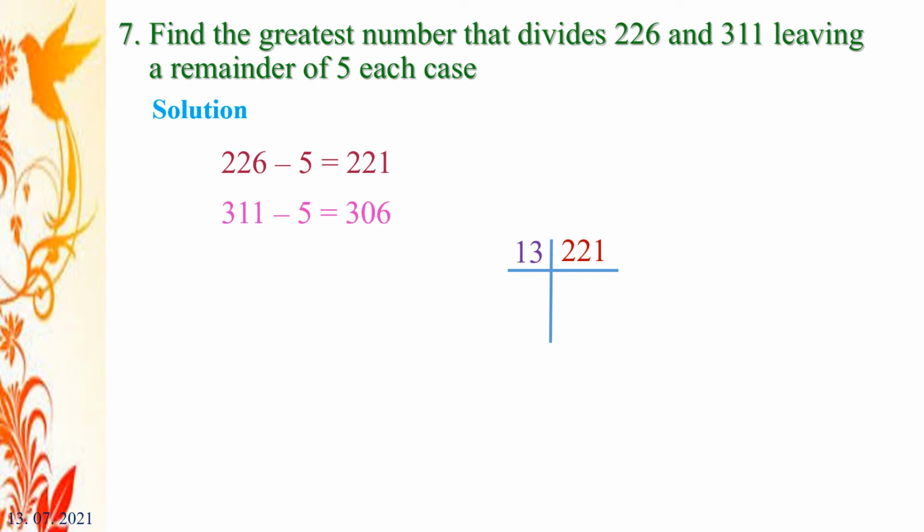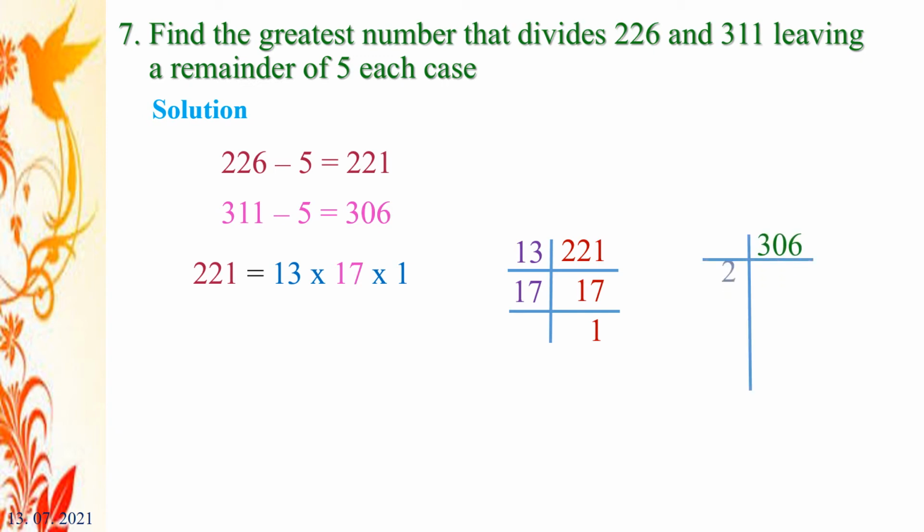How many times do we have 13 in 221? That means 17 times. So 17 is an odd number that is divisible by 17, so we'll get 1. Now we can write all the factors of 221 equal to 13 multiplied with 17 multiplied with 1.